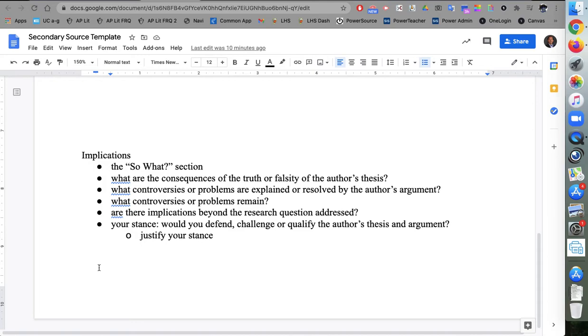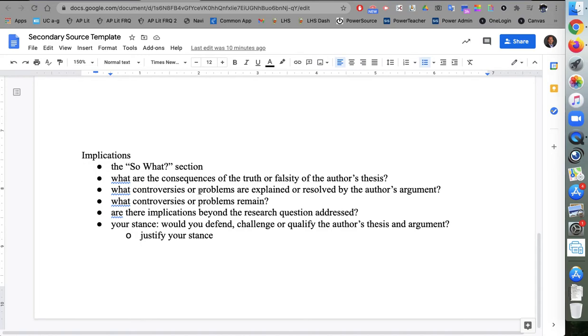Okay, the last section, the bottom third, is the implications of this secondary source. The so what section. So, here are some things to consider in the so what section. And the basic idea here is, so what? So why does this matter? Let's say this author's secondary source analysis is true. Let's say their argument is valid. So what? What does it matter if it's true or false?